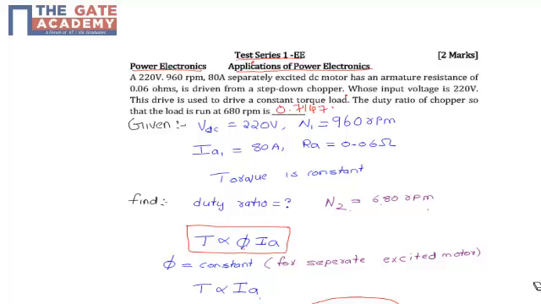0.7147. In this session, we have studied how to calculate the duty ratio of a chopper for a separately excited DC motor.